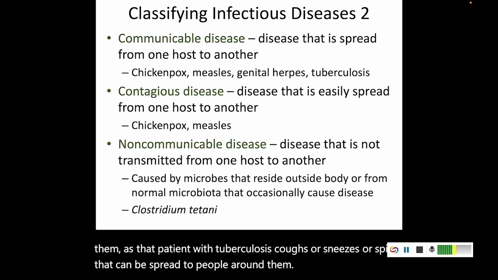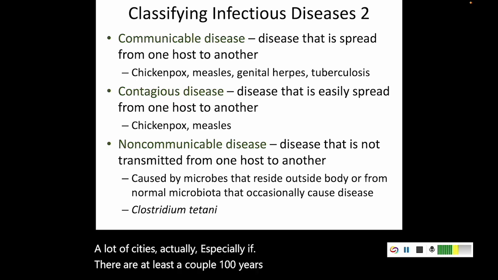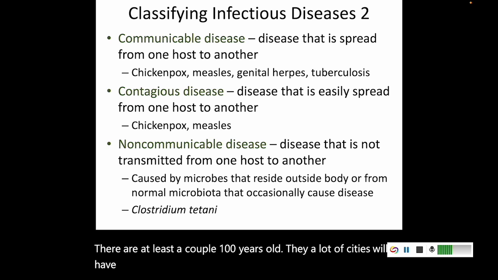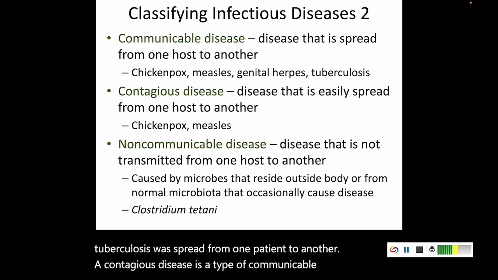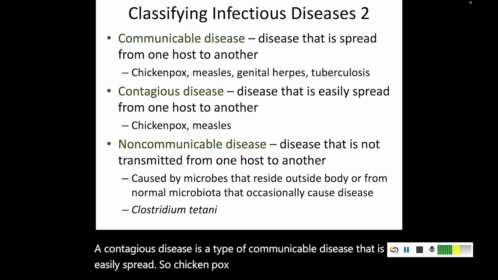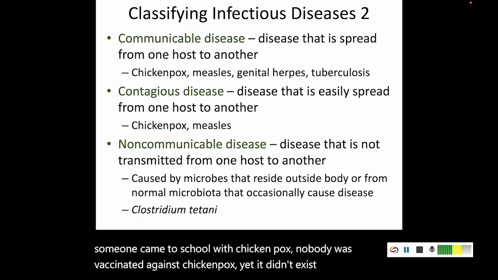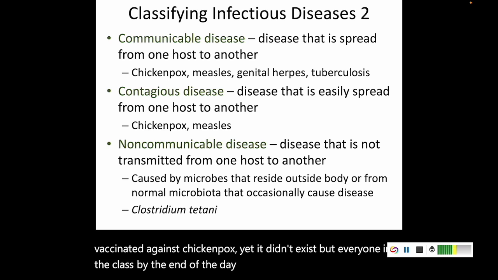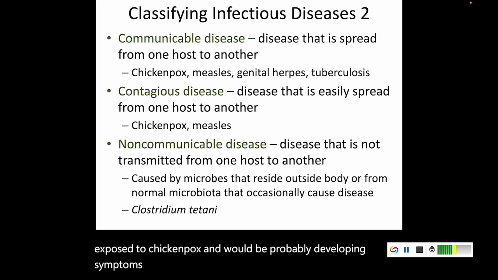A lot of cities, especially if they're at least a couple hundred years old, will have laws against spitting in public because that was a way that tuberculosis was spread from one patient to another. A contagious disease is a type of communicable disease that is easily spread. So chickenpox and measles. When I was a kid, if someone came to school with chickenpox, nobody was vaccinated against chickenpox yet. It didn't exist, but everyone in the class by the end of the day probably was going to have been exposed to chickenpox and would be probably developing symptoms of chickenpox by the end of the week.